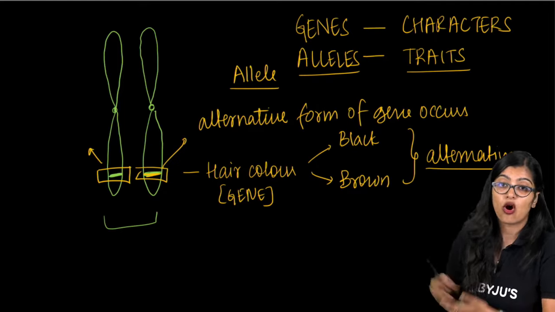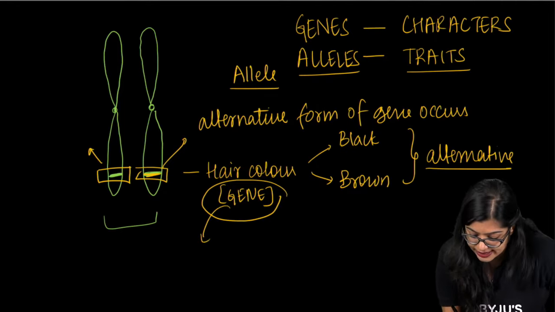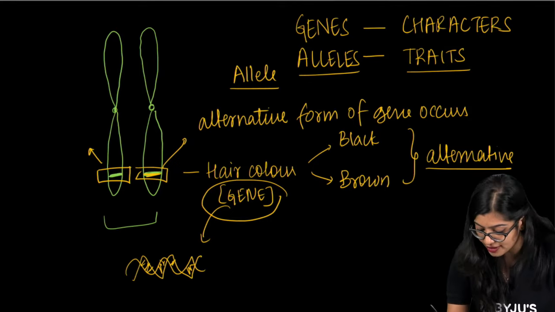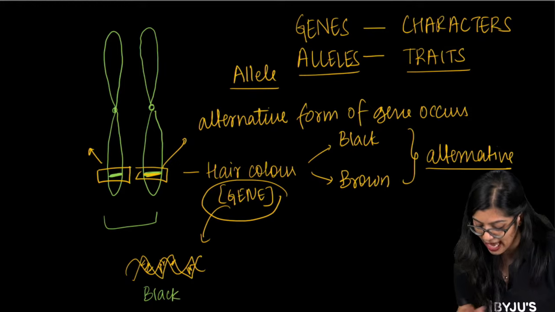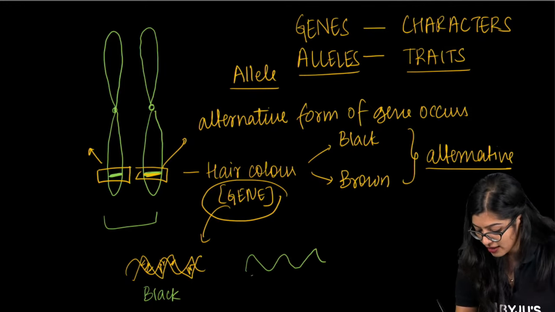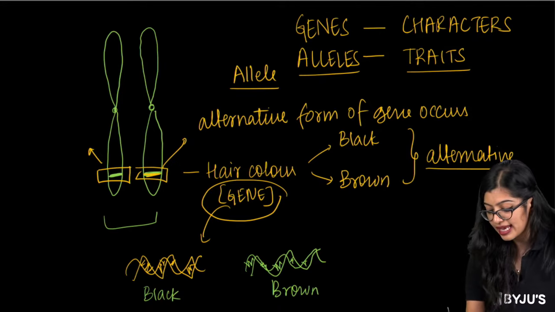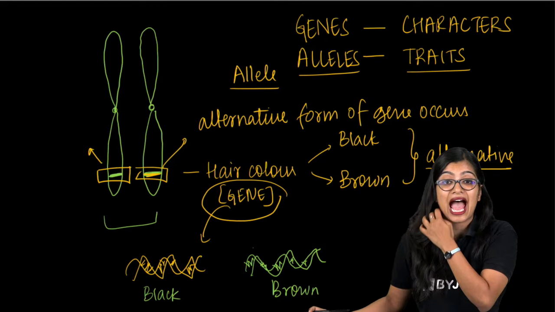What are alleles? Alleles are the alternative forms of the gene. So if this is one gene, let's assume it is the hair color gene and it is coding for black hair. But there could be another alternative form of the same gene that is giving you brown. It is the same gene, but they are alternative forms. That is what we mean by alleles.